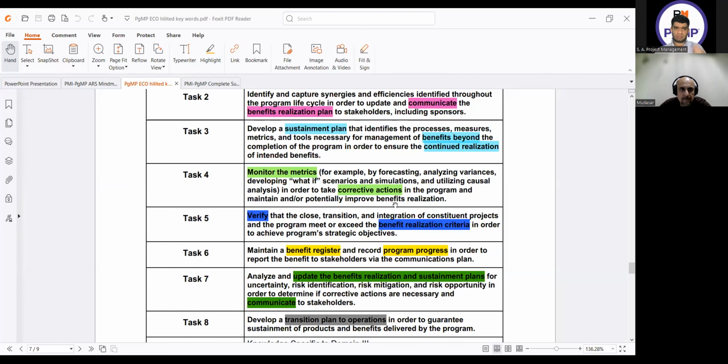Read task 4. Monitor the metrics, corrective action. For example, forecasting, analyzing various developments in order to take corrective actions in the program and maintain or potentially improve benefits realization.